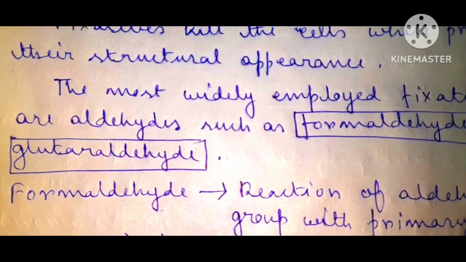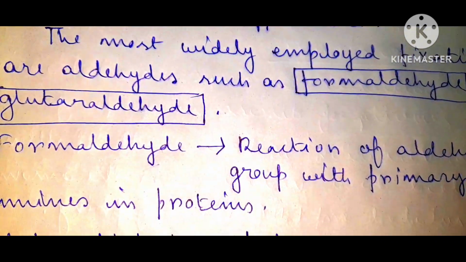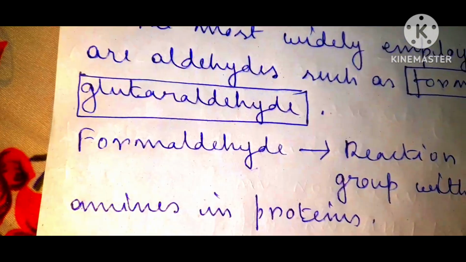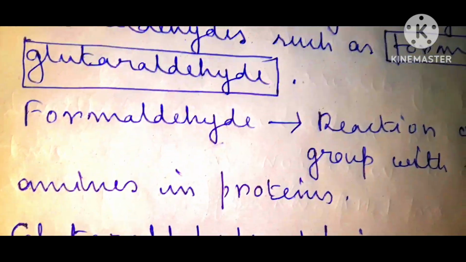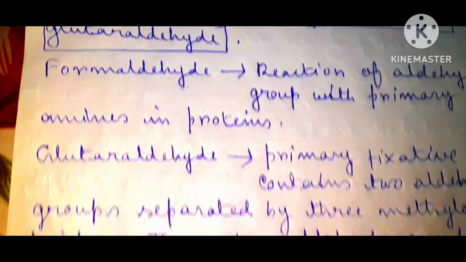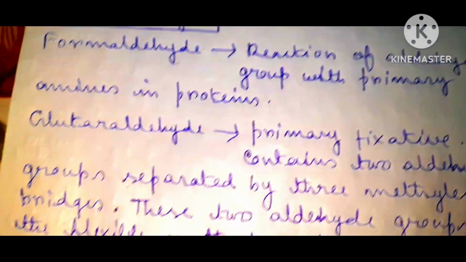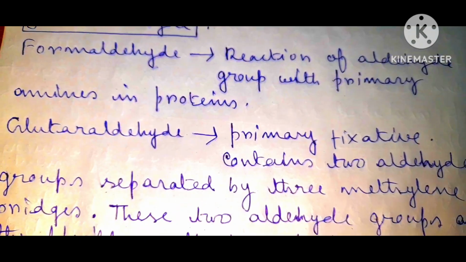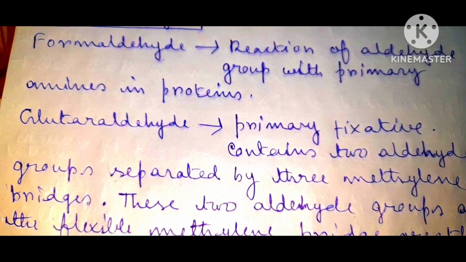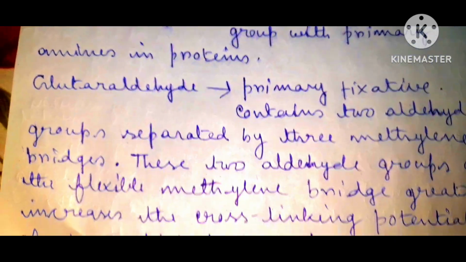The most widely employed fixatives are aldehydes such as formaldehyde and glutaraldehyde. Formaldehyde. Now discuss formaldehyde. Reaction of aldehyde group with primary amines in proteins. Aldehyde group from this fixative reacts with primary amines in proteins present in the sample, a specimen.